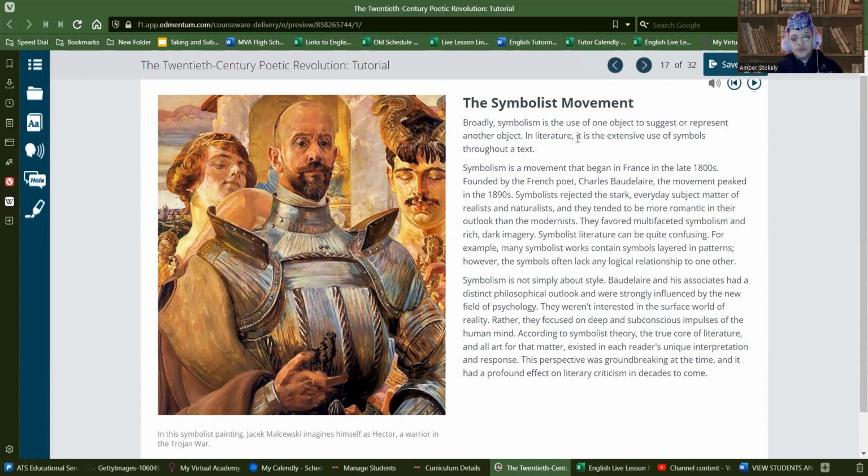Symbolism has more to do with how the things that we see and hear and grow up with can come to be symbols in our own lives and how we associate ideas and feelings with things, even if no one else associates those feelings with those things. So it also deals a little bit with the underlayer and the deep and the subconscious impulses is what it says here. They focus on the deep and subconscious impulses of the human mind.